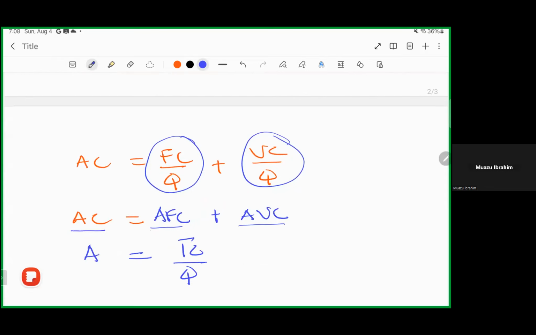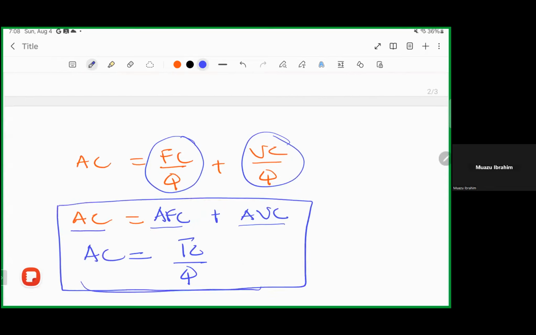So in a situation where you have average fixed cost and average variable cost, but with no total cost, and you are asked to find average cost, you will know that average cost is the same thing as average fixed cost plus average variable cost.